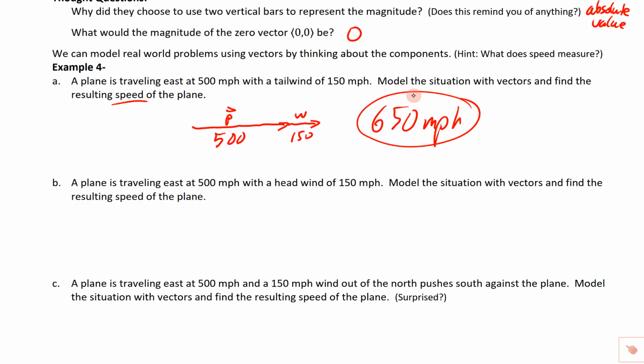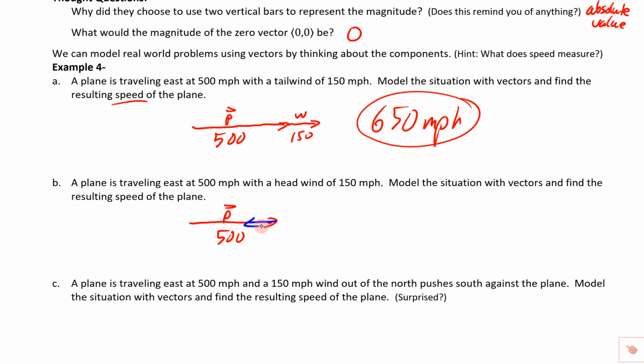Okay, next one. A plane is traveling east at 500 miles per hour. So we're going to do the same thing on this one, make it about the same distance. Okay, so we're going to call that the plane. And then we've got it's 500 miles per hour. And then we've got the wind, but this time it's a headwind. So the headwind means it's heading in the opposite direction. And to make this a little more clear, I'm going to go in the other direction here. So it's pushing against it.